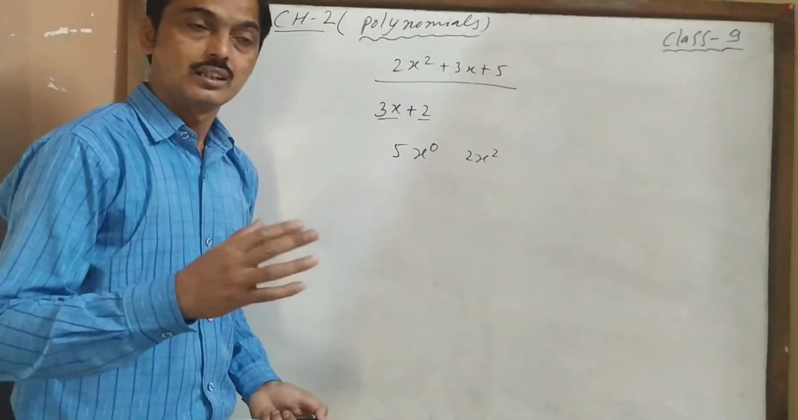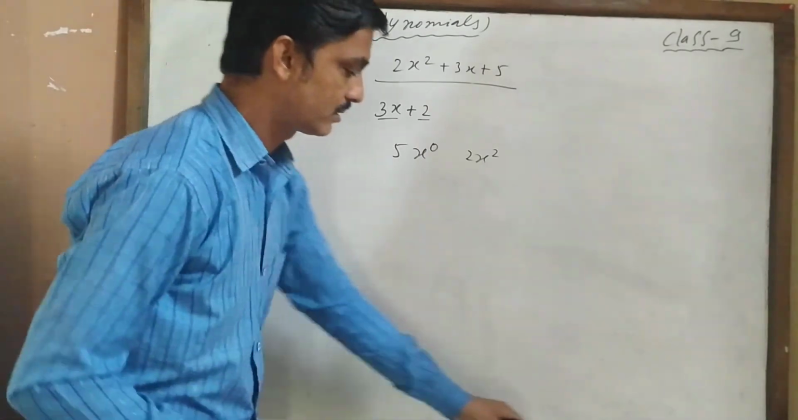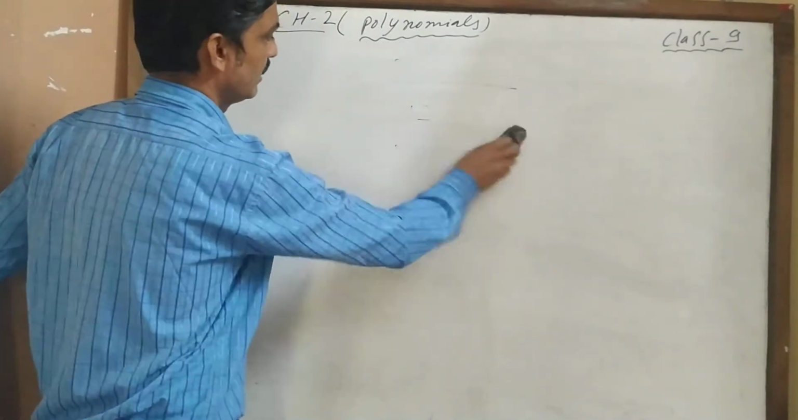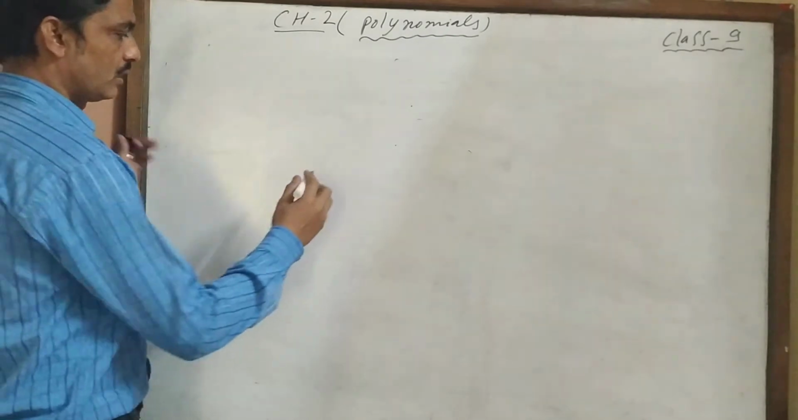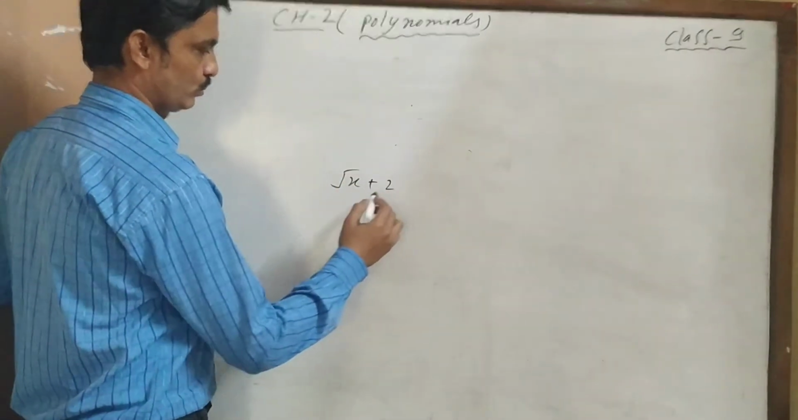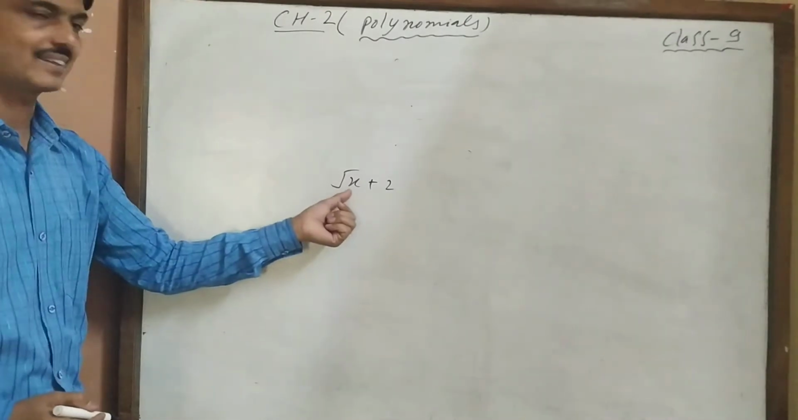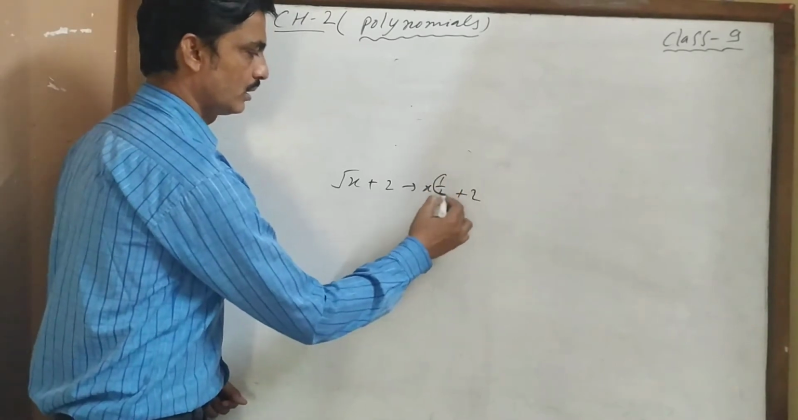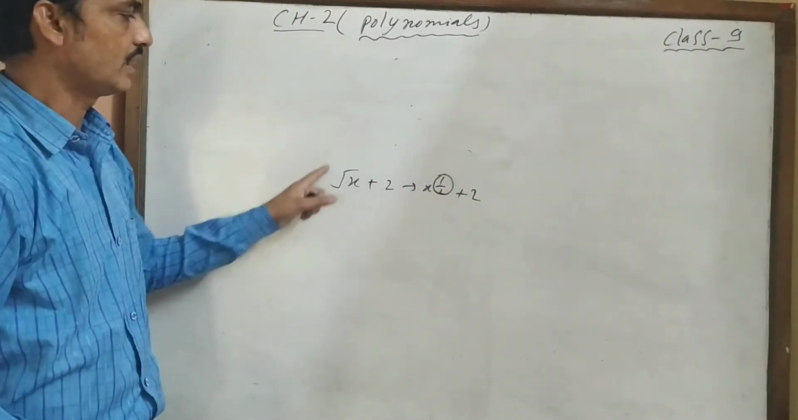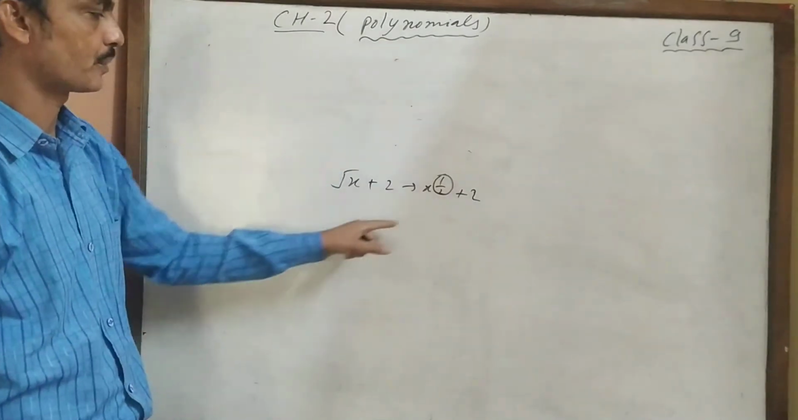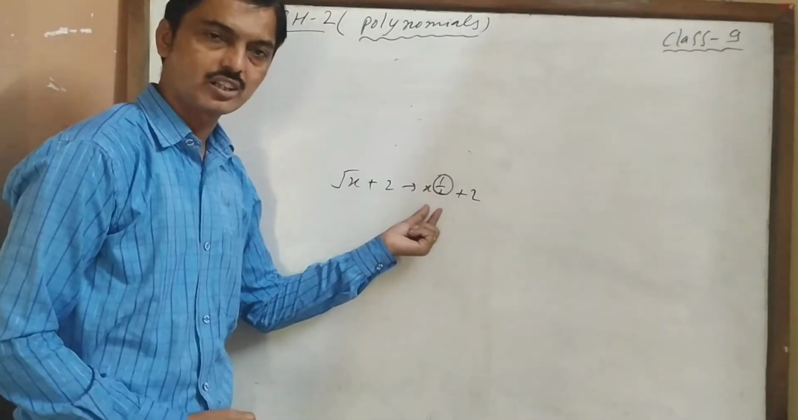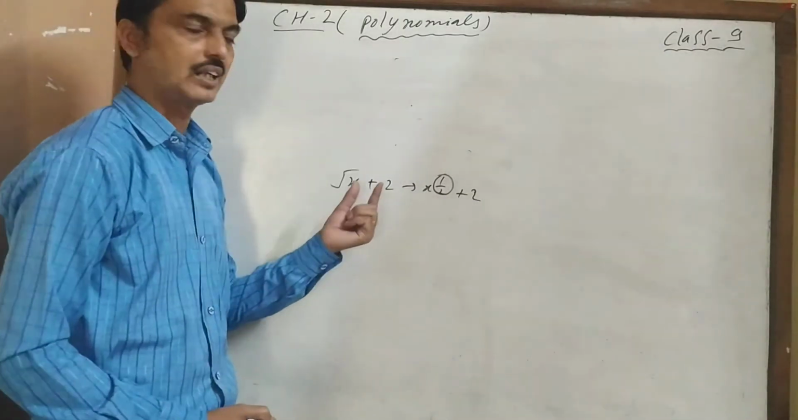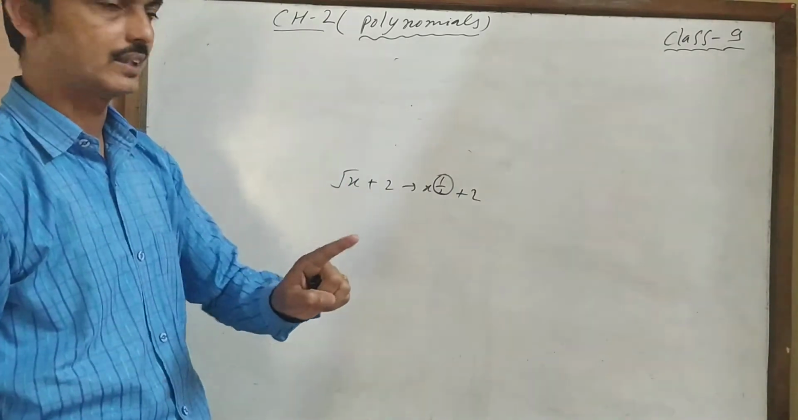Now, are all algebraic expressions polynomials? No. Look at some examples here: under root x plus 2. What is the power of x here? It means x power 1 by 2 plus 2. If in any algebraic expression, powers are in fraction or in negative form, the algebraic expression is not a polynomial. It's a very important concept.